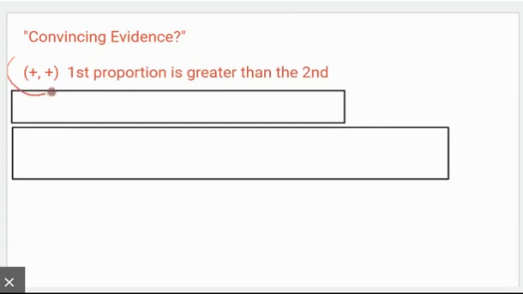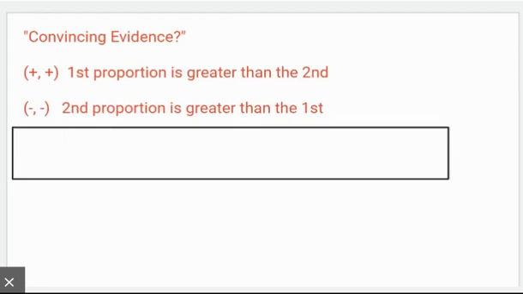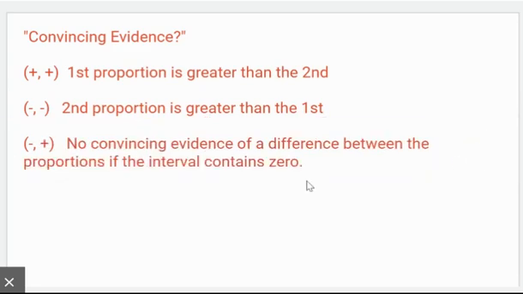So if both of your values in your confidence interval are positive, that means that the proportion that you listed first is greater than the proportion that you listed second. Well, if both of the values in your confidence interval are negative, that means that the second proportion is greater than the first proportion. And then finally, if you have one of your values that is negative and one of your values is positive, then what we would say is that there is no convincing evidence of a difference between the two proportions. And that's because the interval contains 0.